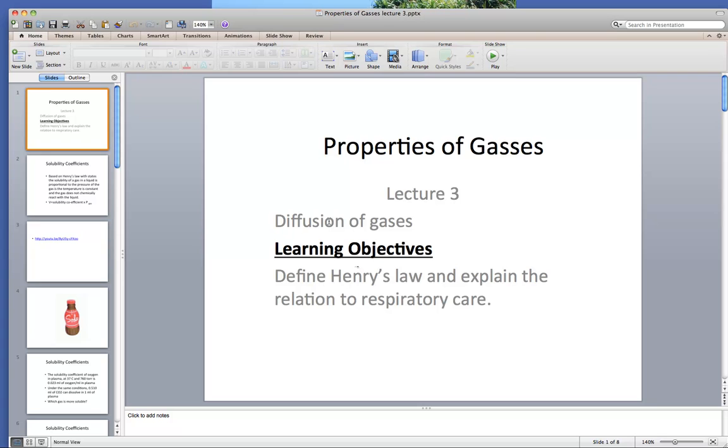We are going to finish up our lecture on properties of gases. So what we're going to talk about next is Henry's law and some on solubility coefficients.